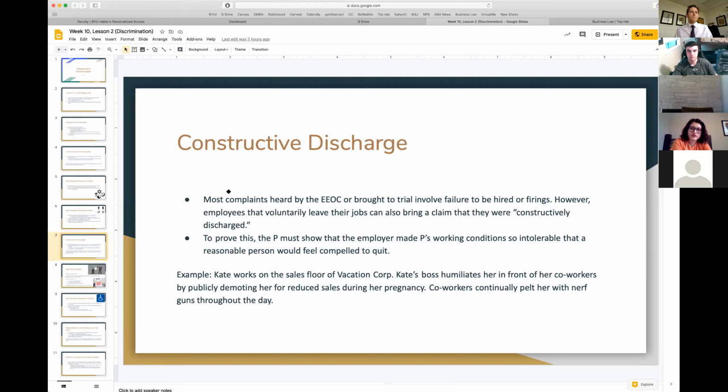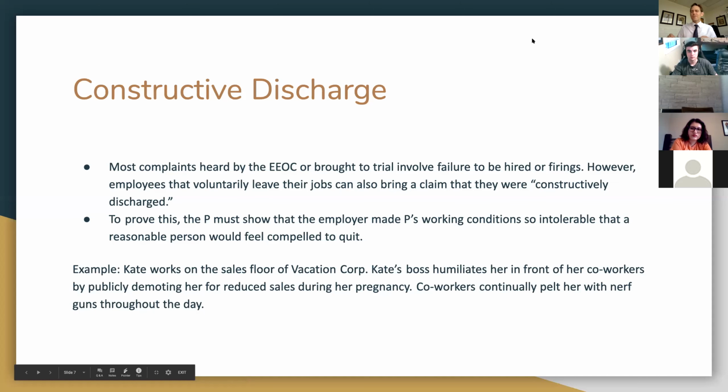All right, so here, constructive discharge just means you weren't fired, but you might as well have been fired. Why? Because the employer made your life so miserable as a result of discrimination based on your protected class that a reasonable person would have left, would feel compelled to leave the job because of how horrible it was.